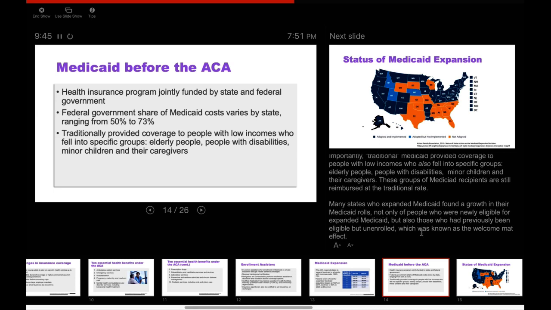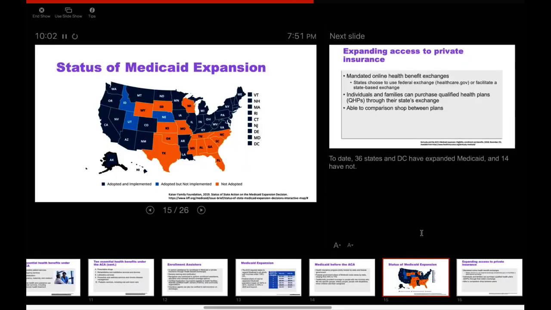Many states who expanded Medicaid found a growth in their Medicaid rolls, not only of people who are newly eligible for expanded Medicaid, but also those who had previously been eligible but unenrolled, which is known as a welcome mat effect. To date, 36 states and the District of Columbia have expanded Medicaid, and 14 have not.